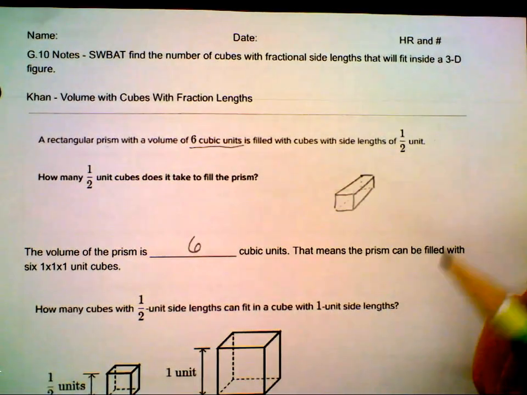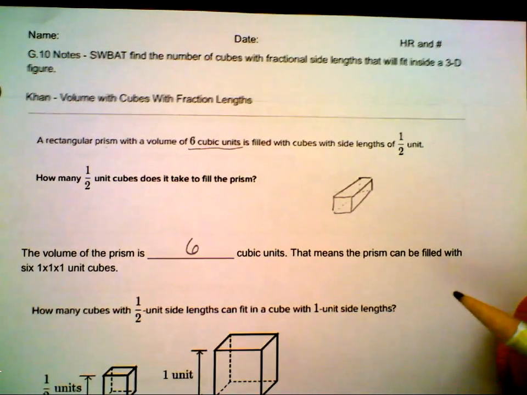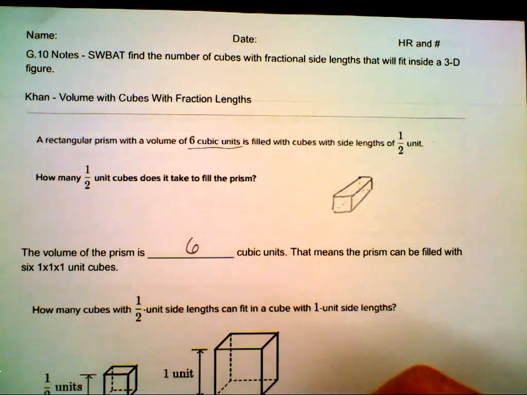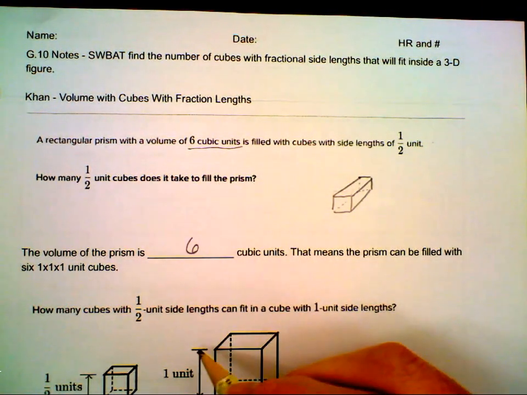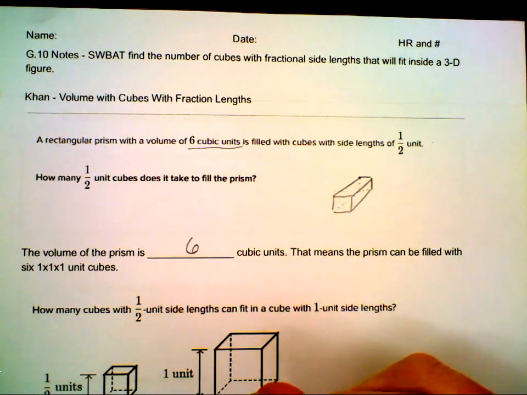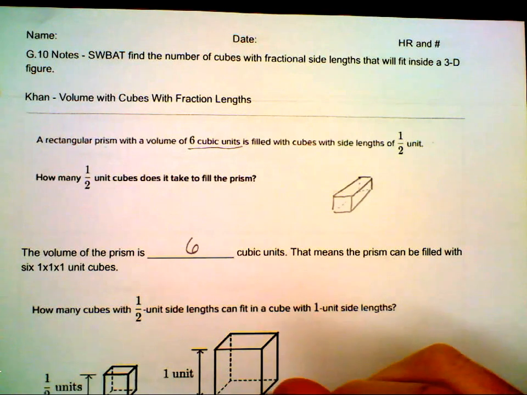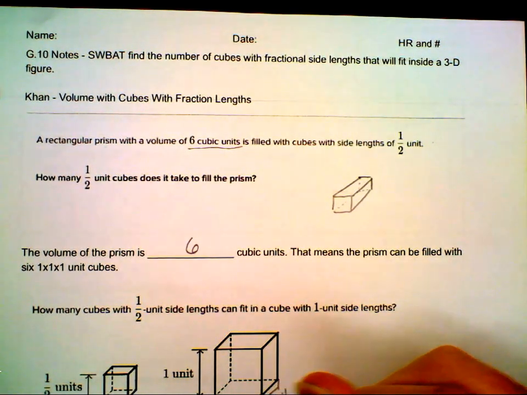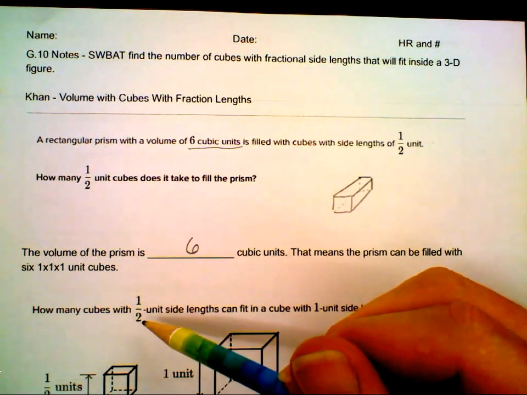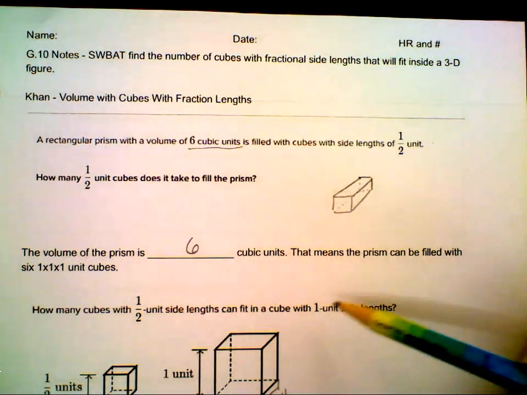That means the prism can be filled with 6 1 by 1 by 1 unit cubes. That's what we see here. We have a unit cube with 1 unit and 1 unit and 1 unit, so its height, length, and width are all 1 unit measurements. How many cubes with half unit side lengths can fit into a cube with 1 unit side length?